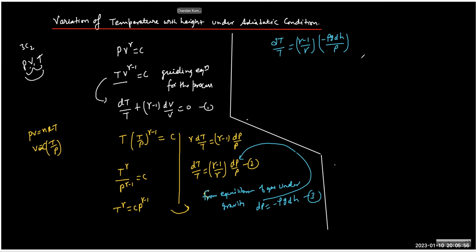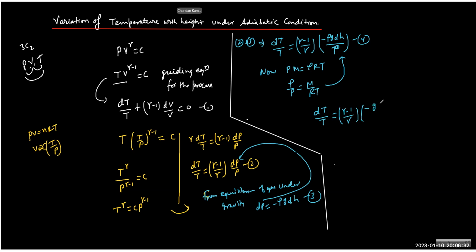Still, it is not sufficient, because again rho and P both cannot go together. I need only H. But now comes the ideal gas equation for your rescue. Now, PM equals rho RT. So rho by P is basically how much? M by RT. Now that is what will help you. So dT by T is gamma minus 1 by gamma minus g dH, and what is rho by P? M by RT.